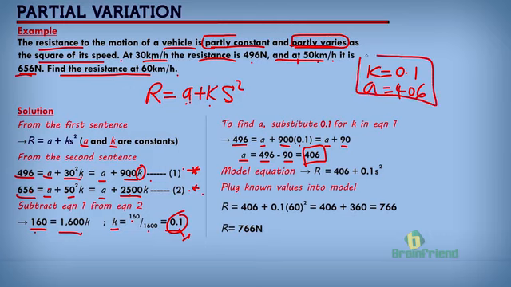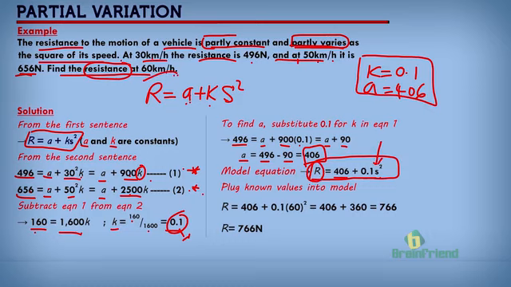into our original equation. So we have R is equal to 406 plus 0.1 S squared, S representing speed. This becomes our model equation. To get the unknown, that is the resistance that we've been asked to find, we simply plug in the value for our speed. Then we'll have a value for the resistance at 60 kilometers per hour.